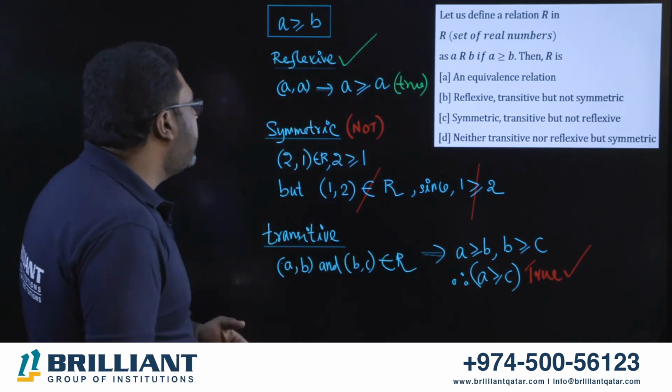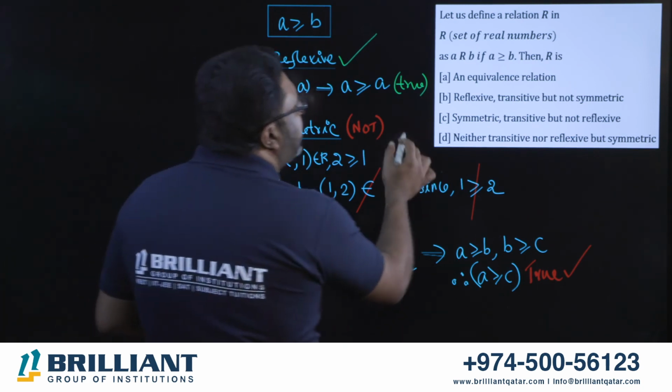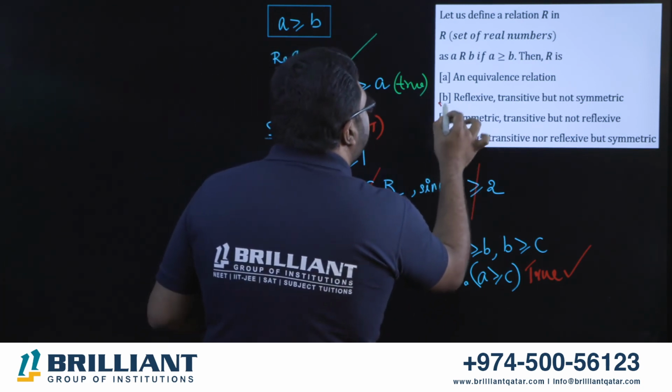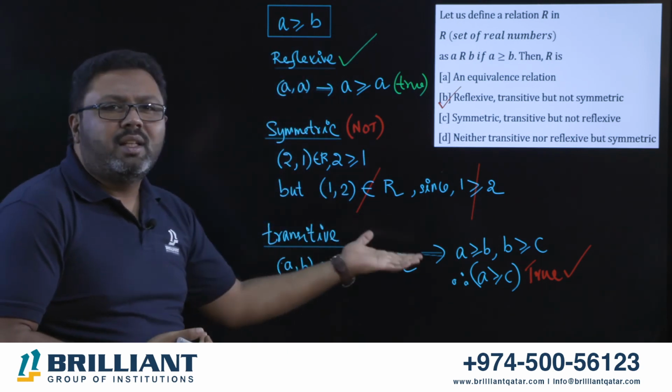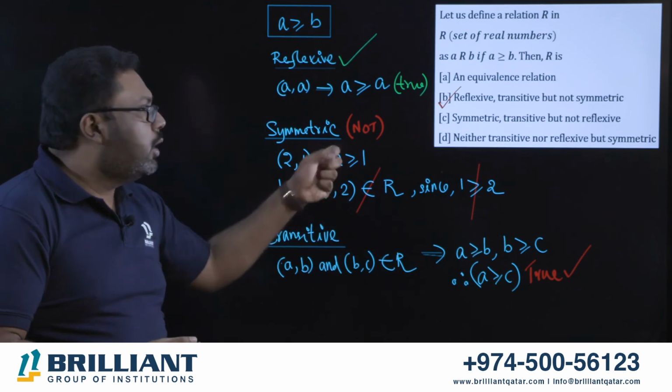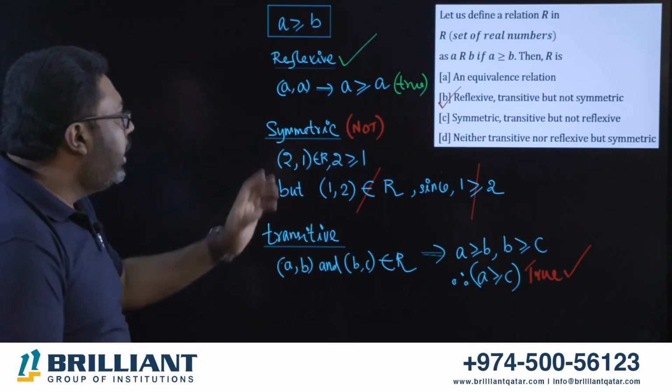It is symmetric. It is not symmetric. It is reflexive and transitive. It is not symmetric, reflexive and transitive. Option B. It is reflexive, transitive, but not symmetric. It is a simple, direct NCERT question. You can easily learn it by heart, or maybe you can learn it like this. Okay. a greater than or equal to b.